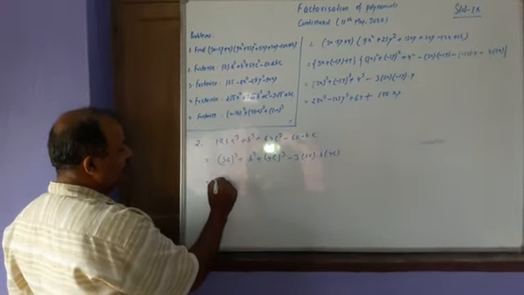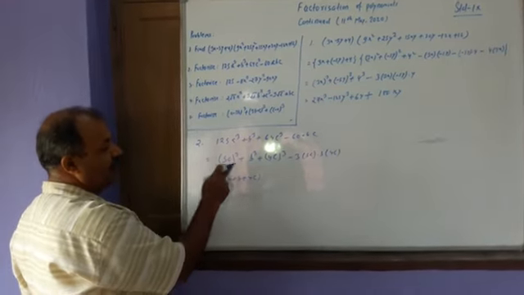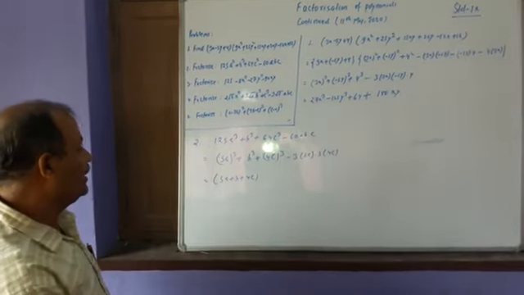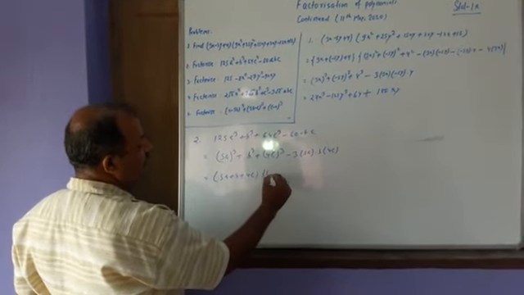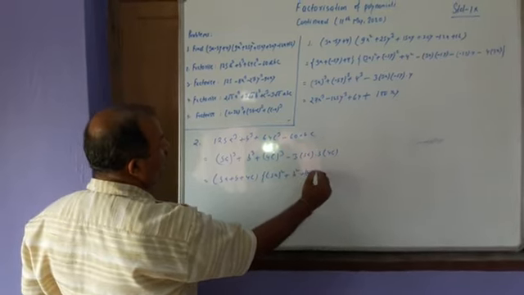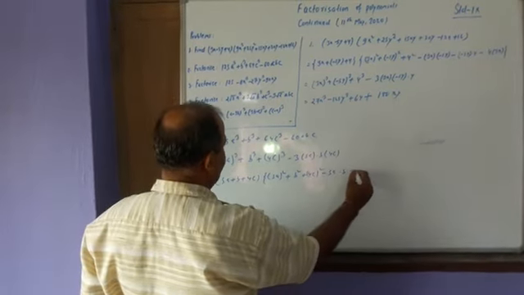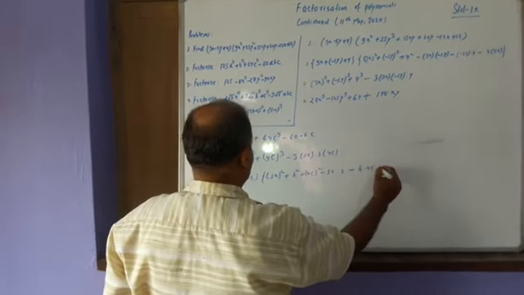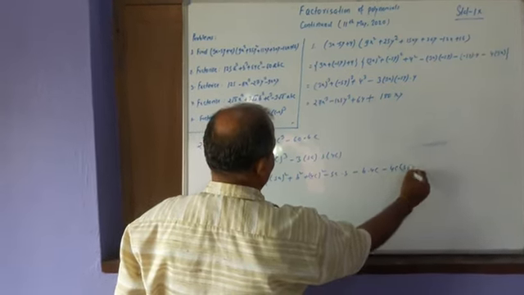We may write 5a plus b plus 4c. It is of the form a cube plus b cube plus c cube minus 3abc, and therefore it will be written as a plus b plus c into a square of 5a, a square of b, a square of 4c, minus ab, that is 5a into b, minus bc, b into 4c, minus ca, that is 4c into 5a.